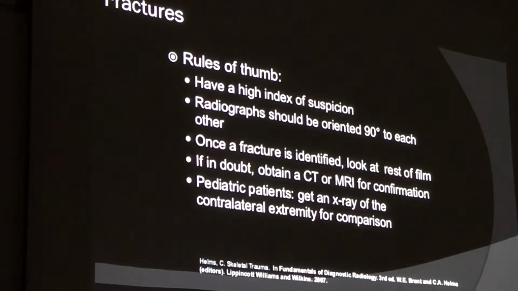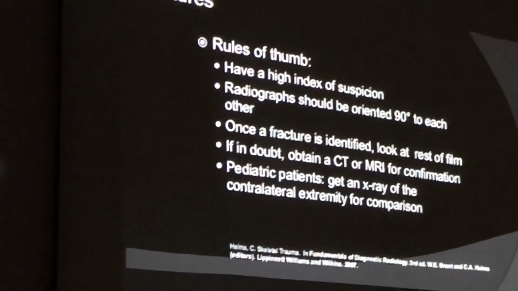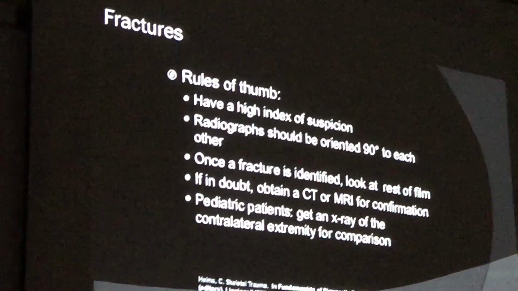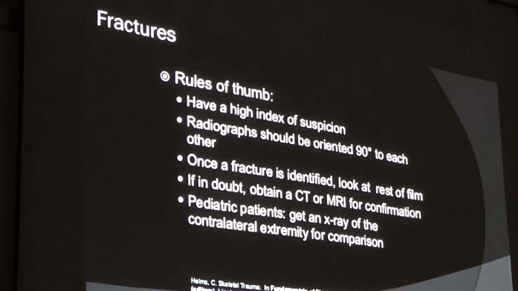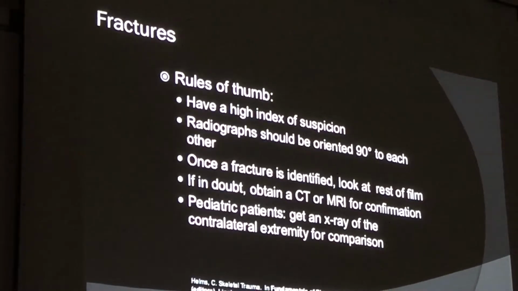Once you see a fracture, look at the rest of the film, because there are some fractures like the Essex-Lopresti, Galeazzi, and Monteggia. These are associated with dislocations in other parts of the body. So it's a fracture at one end, a dislocation at the other end. So you should always, after you see the fracture, look with a fresh eye at the other parts of the film. If in doubt, obtain a CT or MRI.